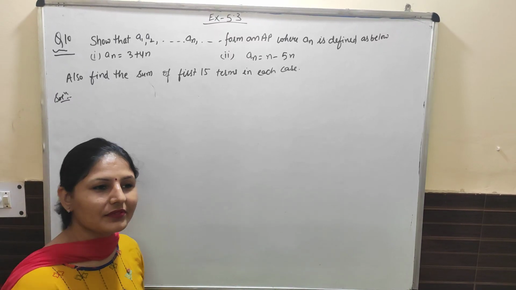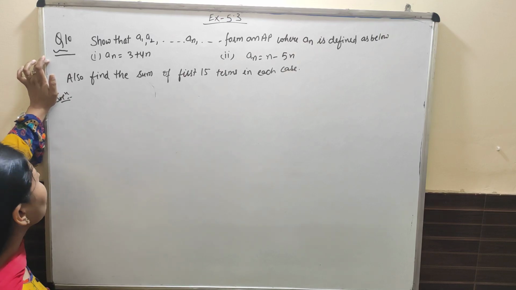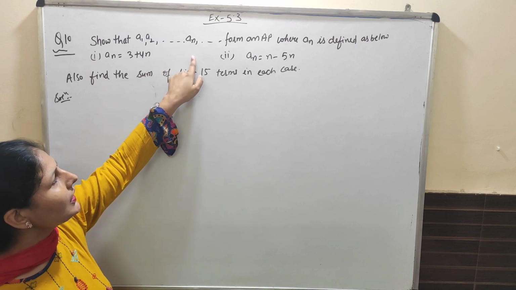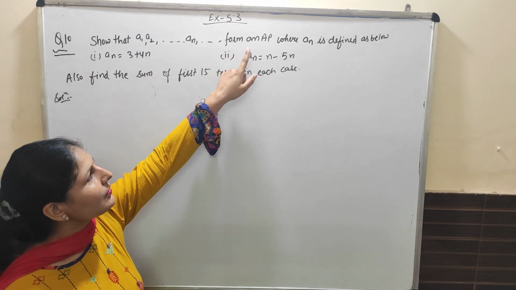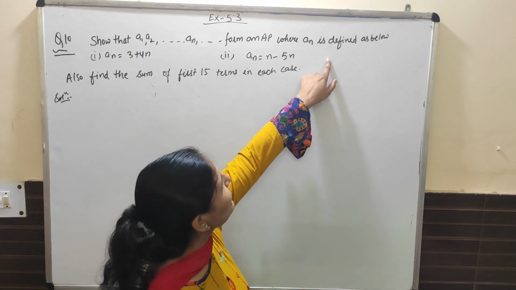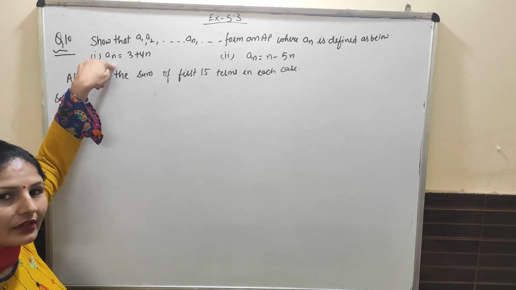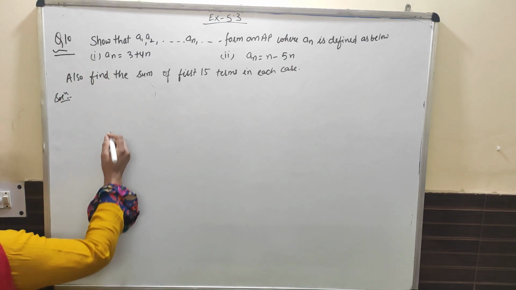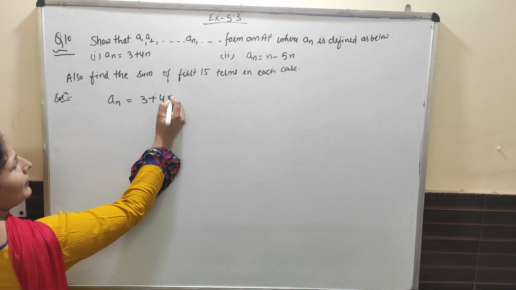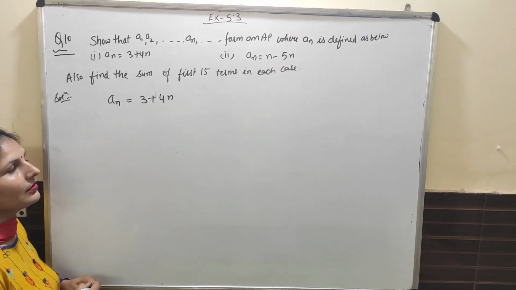Hello students, today we will start from question number 10. Statement is given to us. Show that A1, A2, A3, and so on up to AN form an AP where AN is defined as below. हमें क्या given है? AN, general term given है. Using this general term, we have to find the value of A1, A2, A3 and so on.